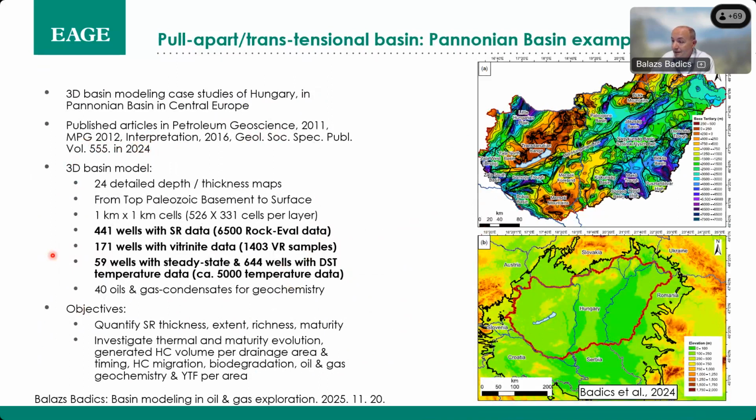It's an extremely detailed model. It's 1 by 1 kilometer cells, 24 detailed depth maps, about 450 wells with source rock data, 170 with lignite data, and about 700 with temperature data that have been used. And then basically it's a similar method to estimate volume, maturity, and generation, and basically migration of hydrocarbons.